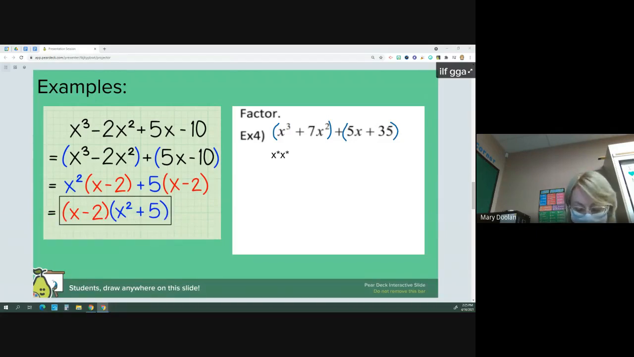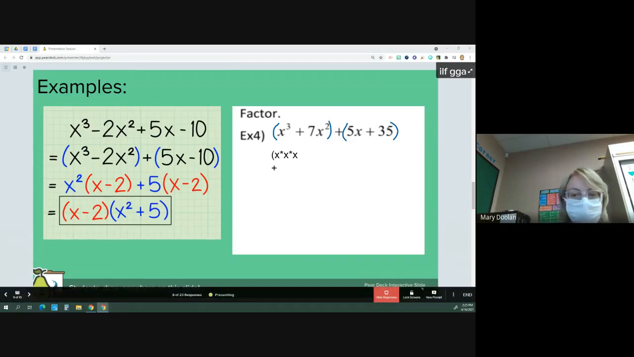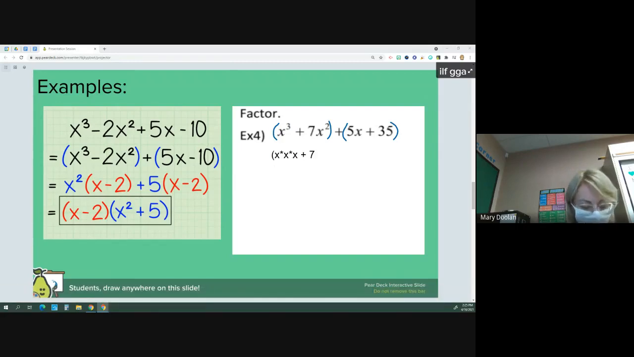So I have 3 x's being multiplied together. And I have a 7 being multiplied with an x and with an x. We do this to the second binomial. I have a 5 being multiplied with an x, and 35, if I write that as a product of prime factors, 35 is the same as 5 times 7. So this is an optional thing to do to help you see if there's any common factors.